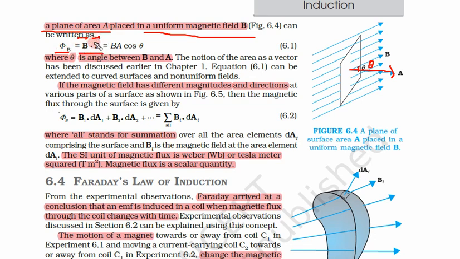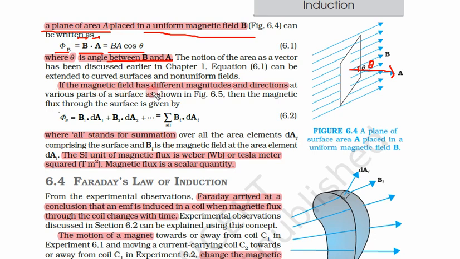Both are in bold letters, that means these are vector quantities. So the dot product always gives cos theta. So flux is BA cos theta, where theta is the angle between B and A.